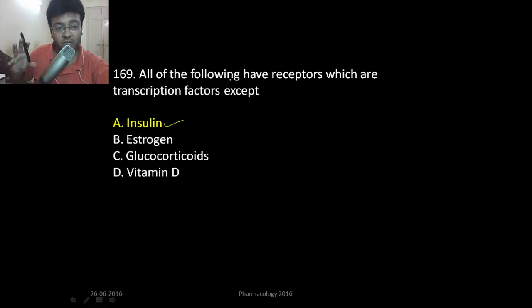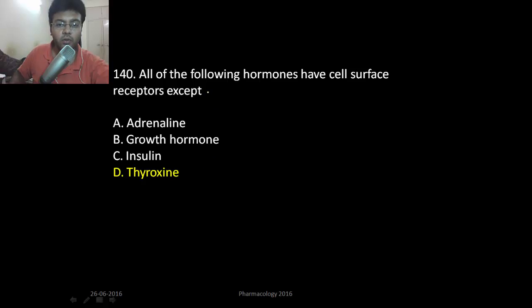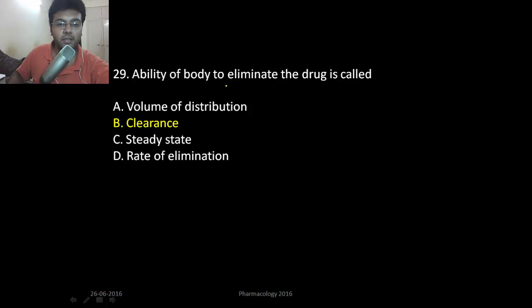All the following have receptors which are transcription factors except, look, insulin. We said it is a large molecular weight substance. It cannot go inside the cell; it has a surface receptor. The others are all steroids and low molecular weight substances. All the following hormones have a cell surface receptor except thyroxine and vitamin D, as small molecular weight substances can go inside the cell. The ability of the body to eliminate a drug is called clearance.